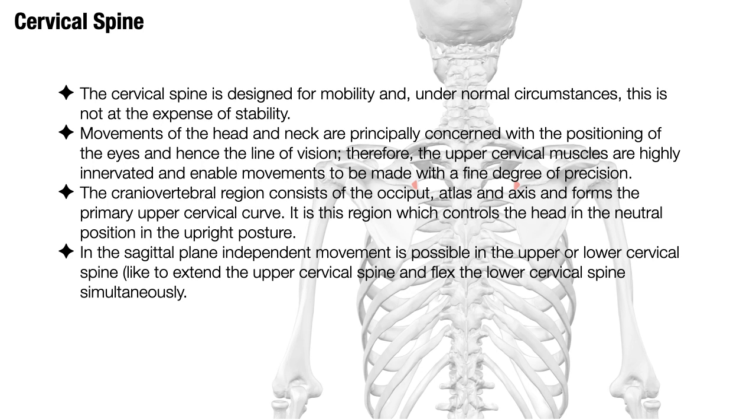Remember that the first curvature is formed by the occiput, the atlas, and the axis. These all together control the position of the head, so the vision plane stays always parallel to the horizon. For this control, independent movements between the first and the second curvature must exist.